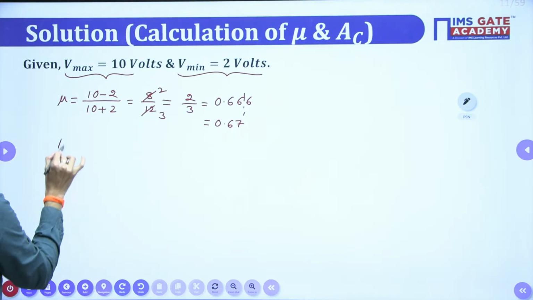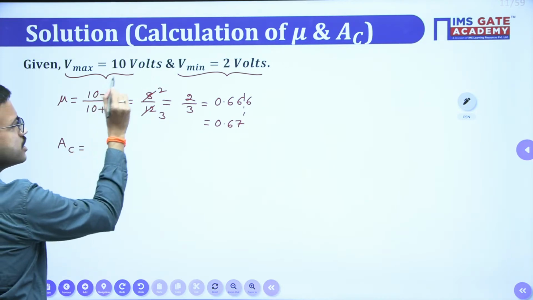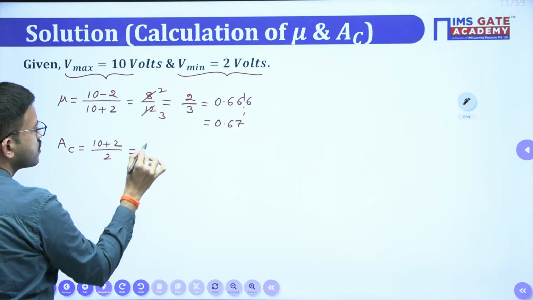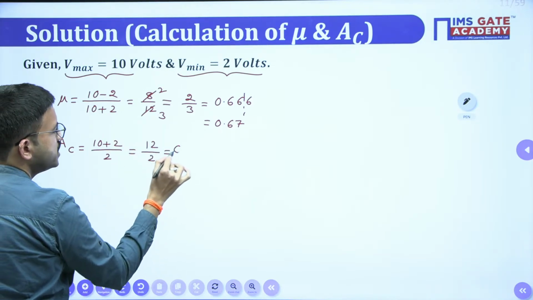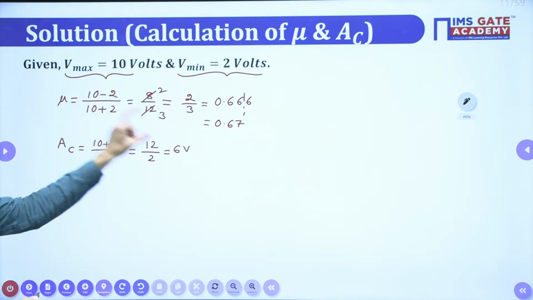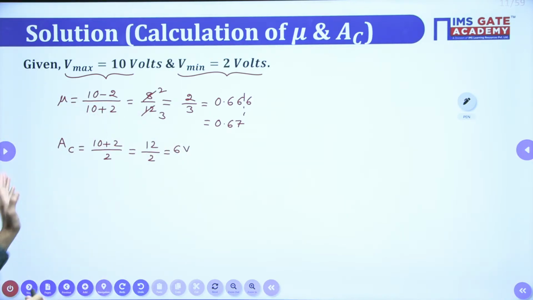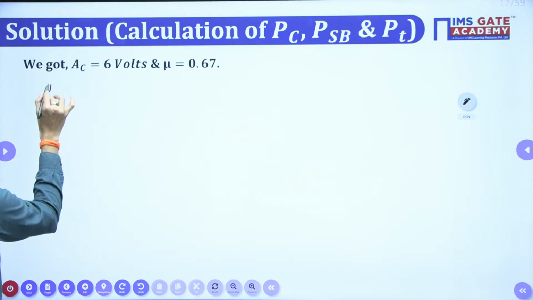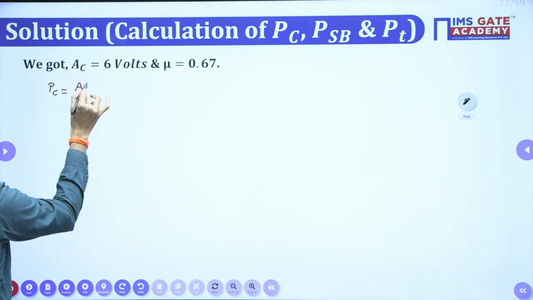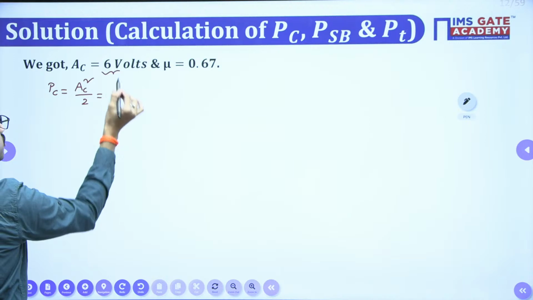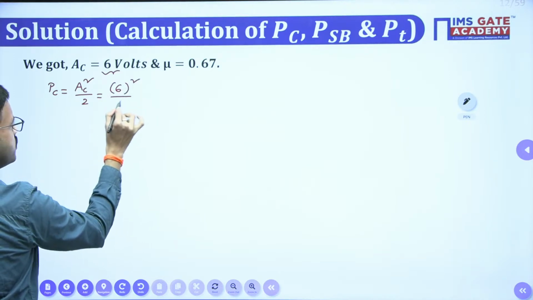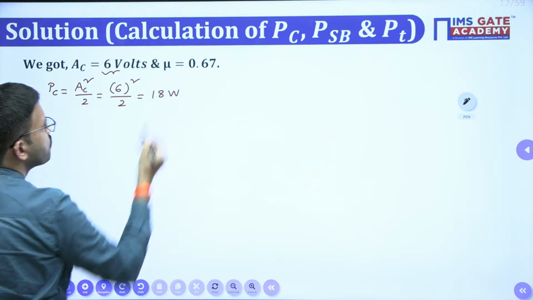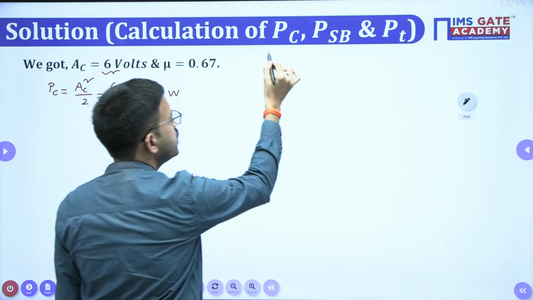Now regarding the AC value, AC is nothing but the average of these two. So that means 10 plus 2 divided by 2, 12 divided by 2, which is nothing but 6 volts. So we got the mu value and we got the AC value. Now let us calculate the powers. Carrier power is nothing but AC square by 2. The AC value we just got is 6. 6 square divided by 2. 6 square is 36. 36 divided by 2 is 18 watt. So we calculated the carrier power.